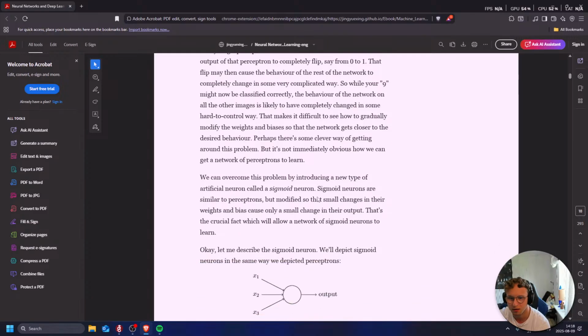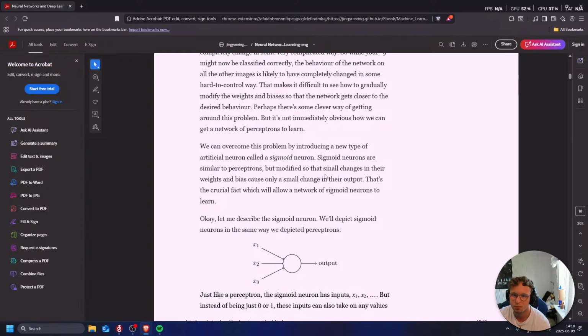We can overcome this problem by introducing a new type of artificial neuron called a sigmoid neuron. Sigmoid neurons are similar to perceptrons but modified so that small changes in their weights and biases cause only a small change in their output. That's a crucial fact which allows a network of sigmoid neurons to learn. Okay, so let's describe the sigmoid neuron.